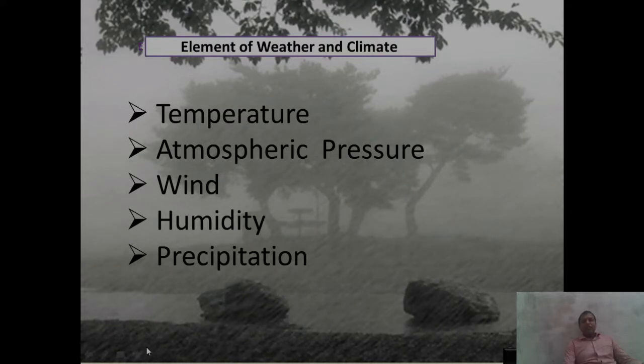Now, elements of weather and climate. Dear students, the elements of weather and climate are the same. So, what are the elements? Definitely, weather and climate have temperature, pressure, wind, humidity, and precipitation. You are experiencing all of these throughout the year. So temperature, atmospheric pressure, wind, humidity, and precipitation.